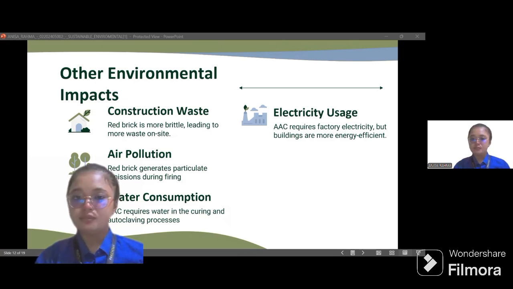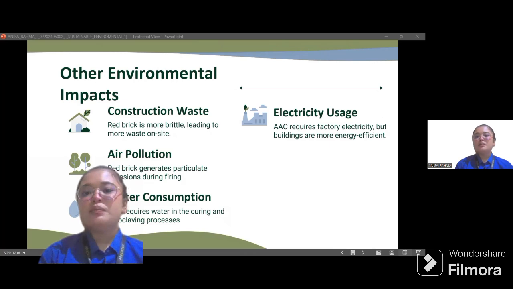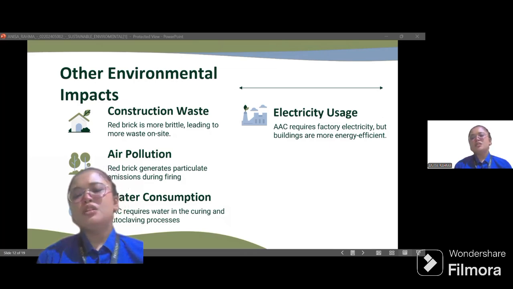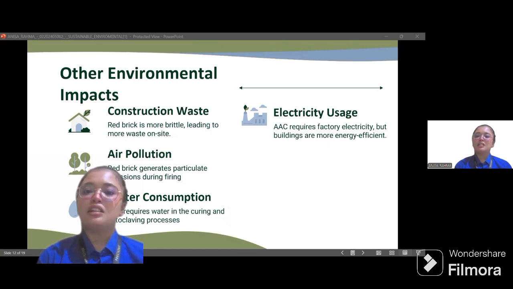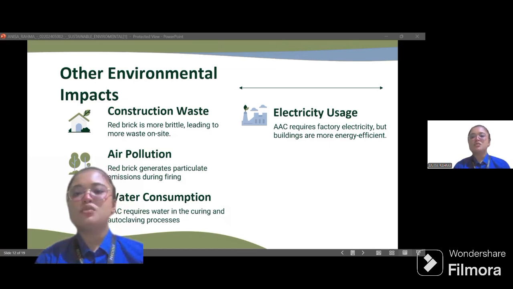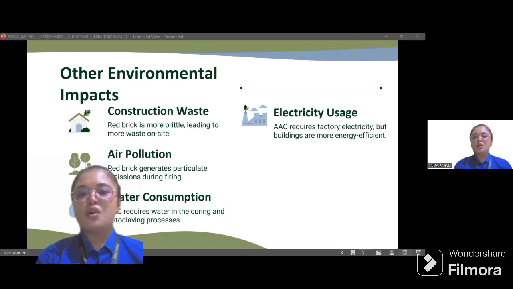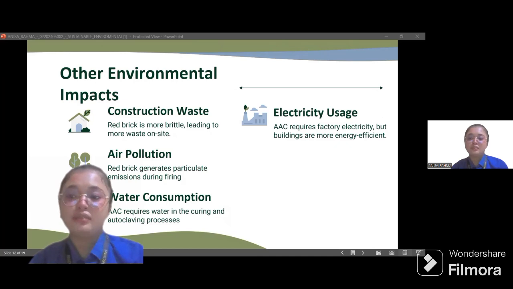And for AAC, the blocks are larger and lighter, minimizing damage during transportation and installation. As a result, the use of AAC bricks can reduce the amount of construction waste generated because they are less likely to break and can be installed tightly, reducing leftovers and discarded pieces.